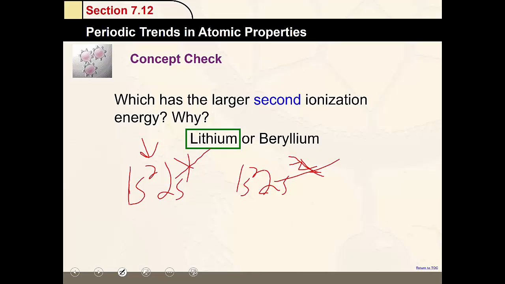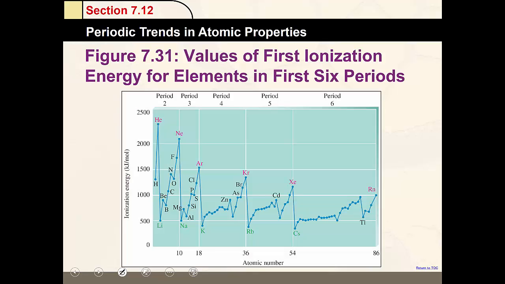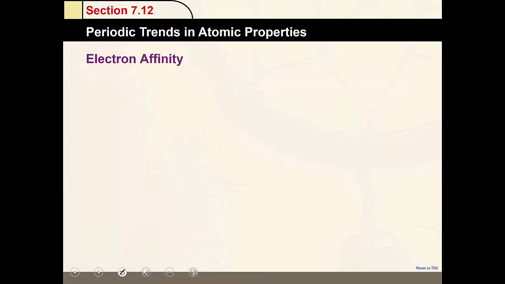You're removing a core electron, and that electron is from the first energy level, the energy level that's closer to the nucleus. So that takes much more energy than removing a valence electron or one from the second energy level.